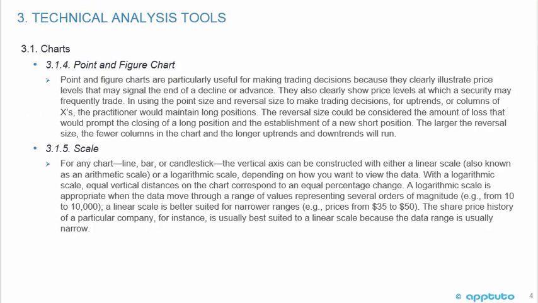The next type of chart to look at is the scale chart. For any chart, line, bar, or candlestick, the vertical axis can be constructed with either a linear scale, also known as an arithmetic scale, or a logarithmic scale, depending on how you want to view the data. With a logarithmic scale, equal vertical distances on the chart correspond to an equal percentage change. A logarithmic scale is appropriate when the data move through a range of values representing several orders of magnitude, for example, from 10 to 10,000. A linear scale is better suited for narrow ranges, for example, prices from $35 to $50.